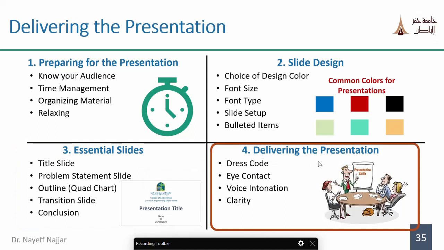By delivering the presentation, or the standards for delivering the presentation, I mean the practices that you should follow when you are presenting. So you already designed your slides and you are ready and prepared. Now, next you are delivering. You are standing before the people and you want to present your topic. So there are several things that you have to keep in mind when you are presenting.